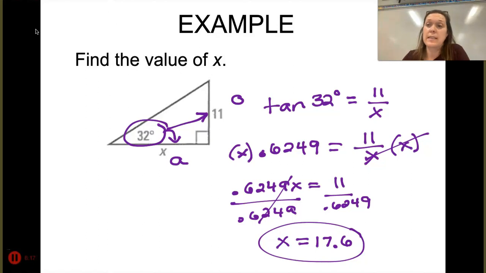You are always going to get decimals with these answers, guys. You're rarely going to get problems where you get a whole number. Okay, so don't be afraid of those decimals. Just round it to one decimal place.